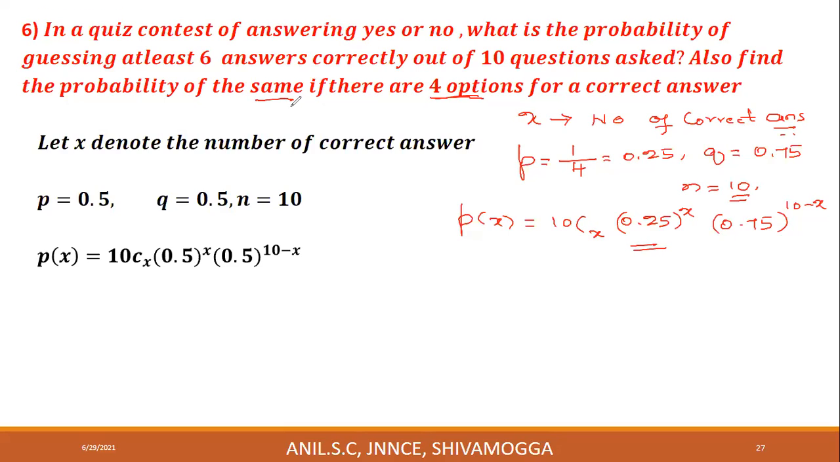And required is the same thing. What is the probability of the same? That means P when X is greater than or equal to 6 is required. This is equal to P of 6 plus P of 7 plus P of 8 plus P of 9 plus P of 10. Same probability.